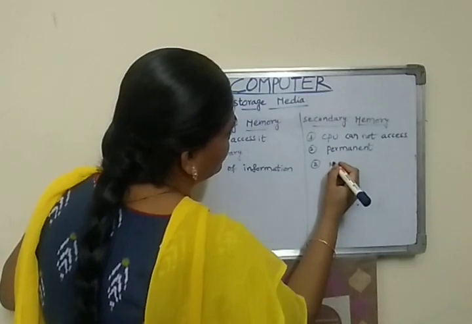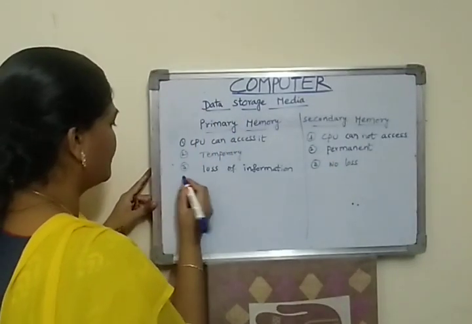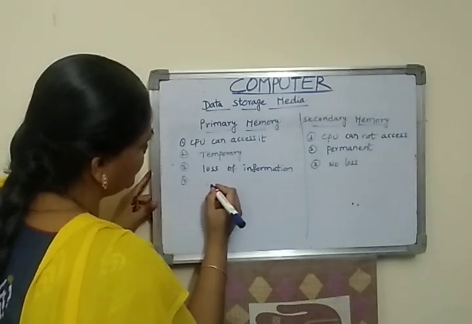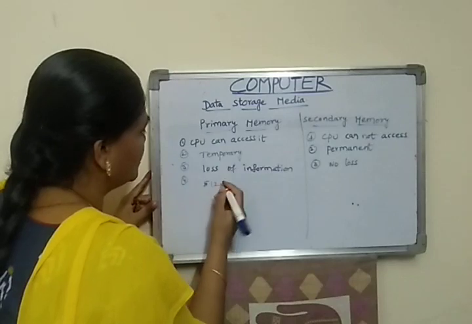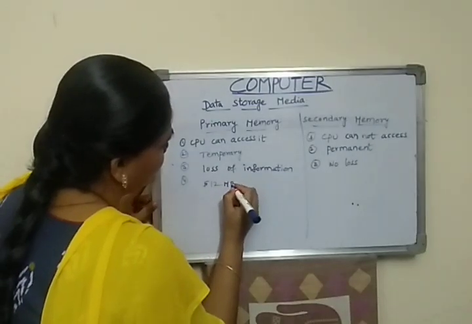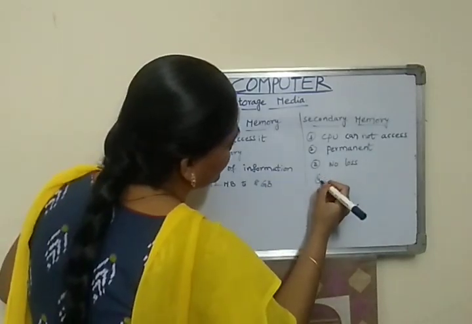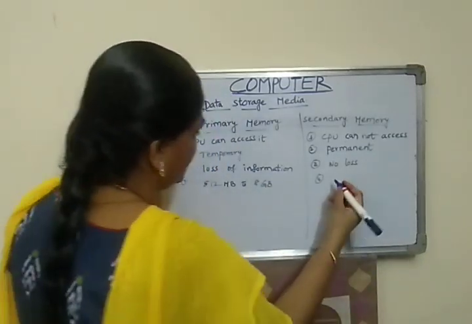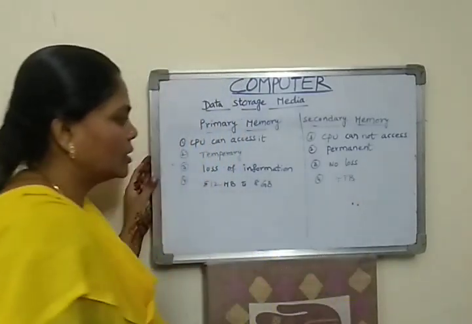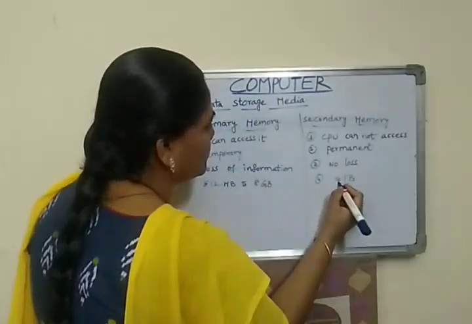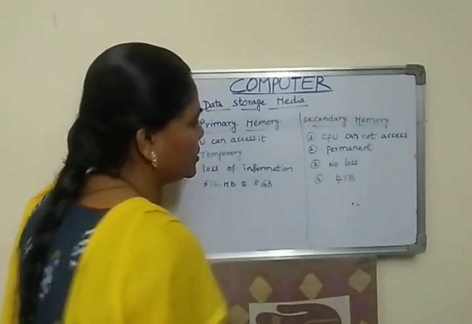Here no loss. You cannot lose your information. Okay. Next, its memory is 512 MB to 8 GB. Here the storage capacity. Storage capacity is up to 4 terabytes. Okay. So like this we will mention the memory.